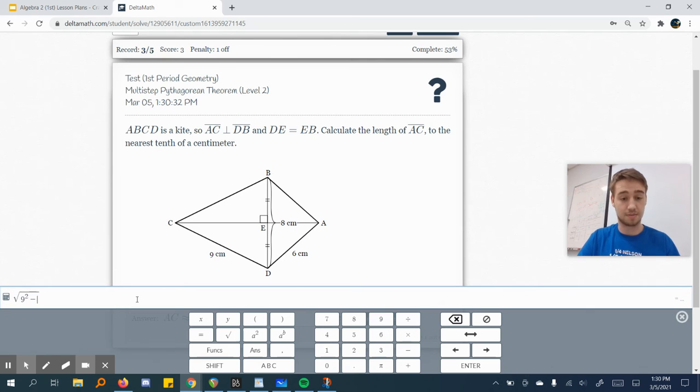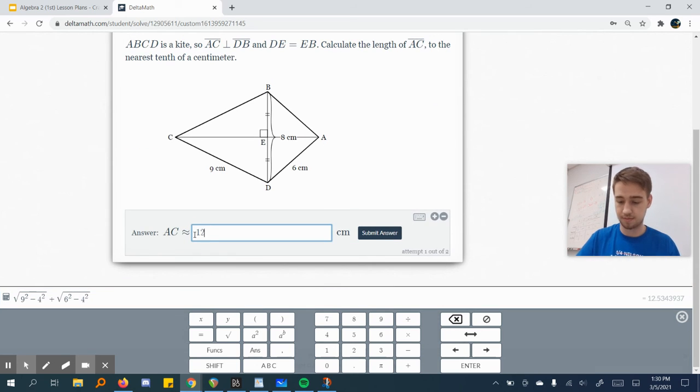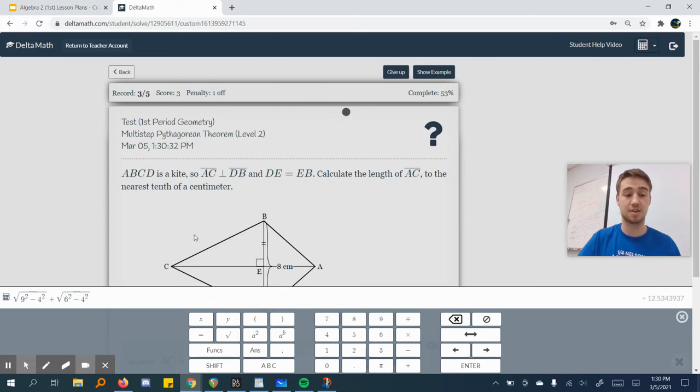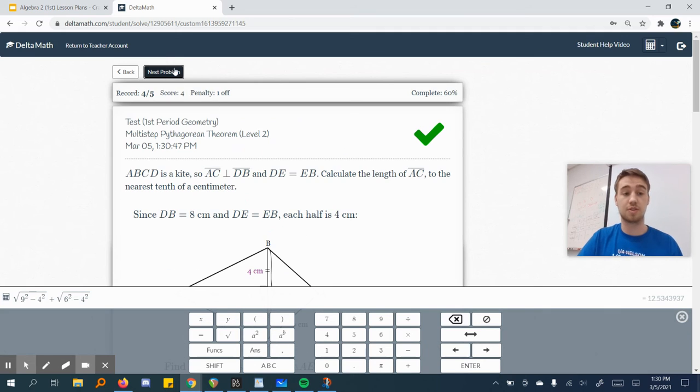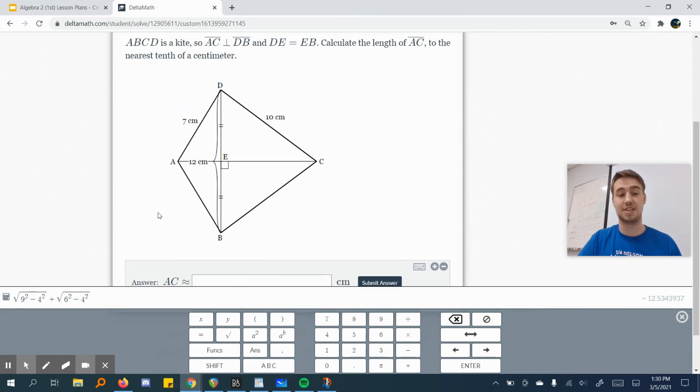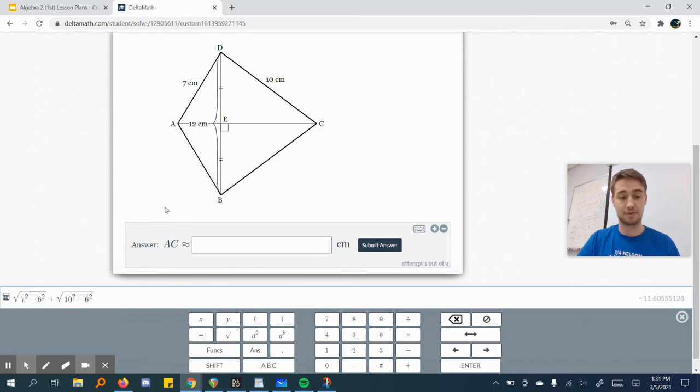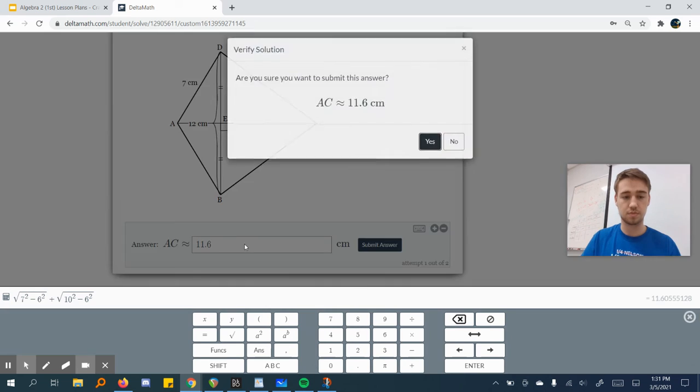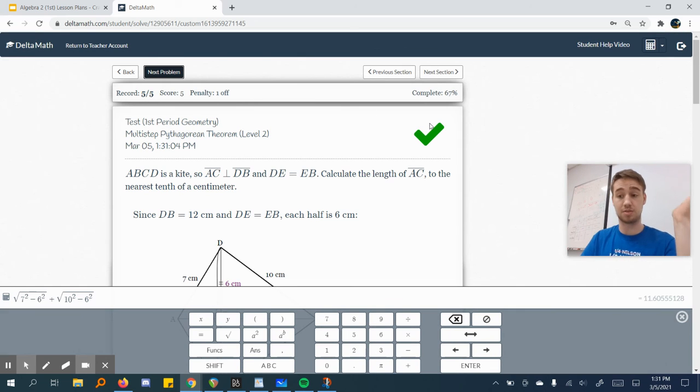Radical 9 squared minus 4 squared plus radical 6 squared minus 4 squared. 12 and a half. Because 4 is half of 8. Just going through these just so you can see the repetition that it's pretty doable. Radical of 7 squared minus half of 12 squared, and then radical 10 squared minus half of 12 squared, 11.6. Done. That was all of those.